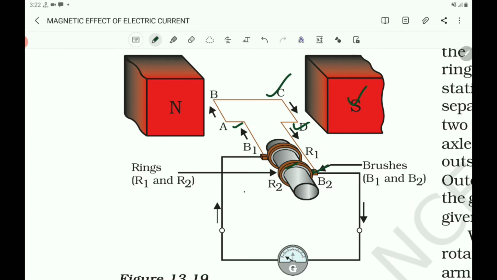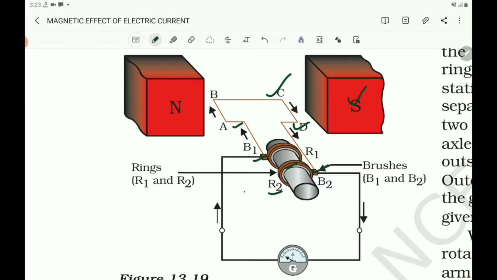Through these brushes, the current induced in the armature coil is sent to the external circuit. Here there is an external circuit and a galvanometer is connected in the external circuit to show the production of the electric current. It shows the induced current by showing the deflection. The two conducting stationary brushes B1 and B2 are kept pressed separately on the rings R1 and R2. Here R1 is in connection with B1 and R2 is in connection with B2.